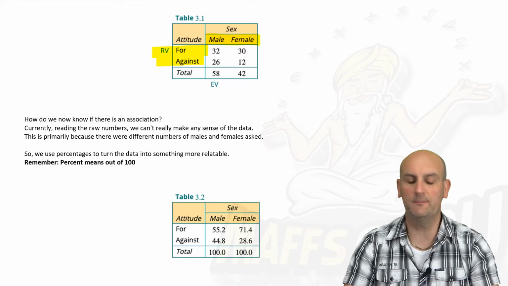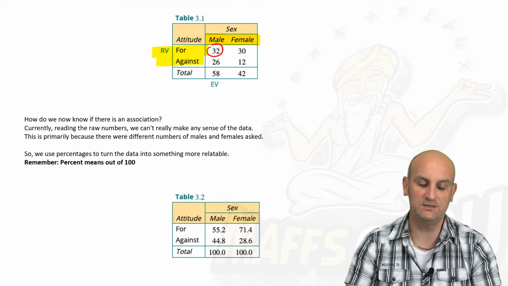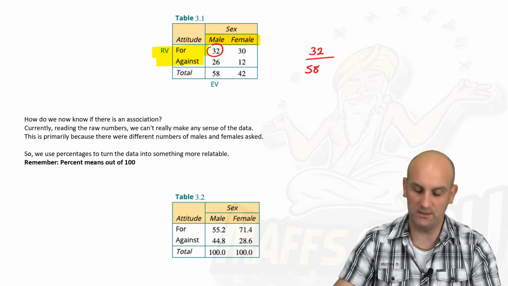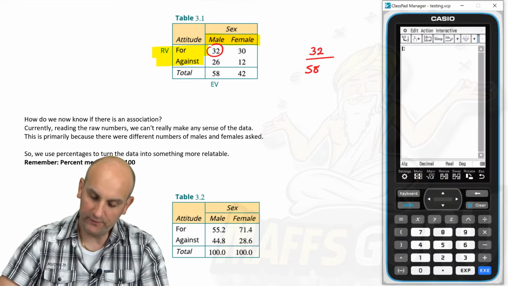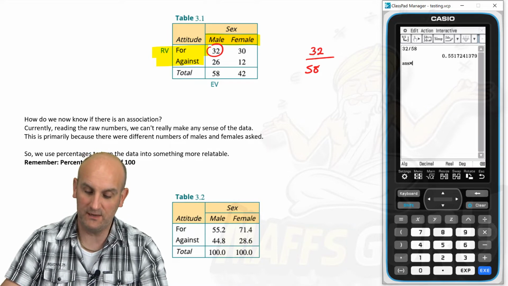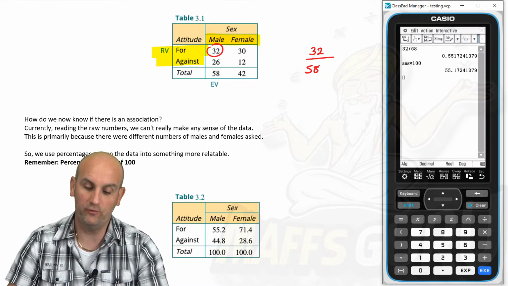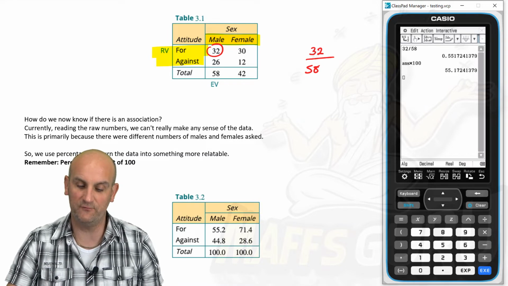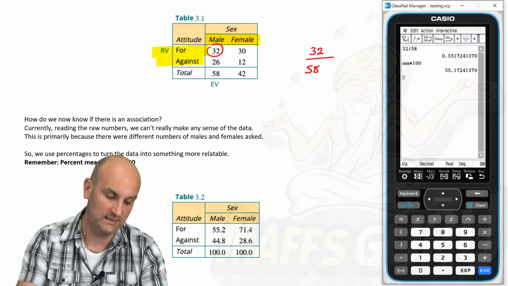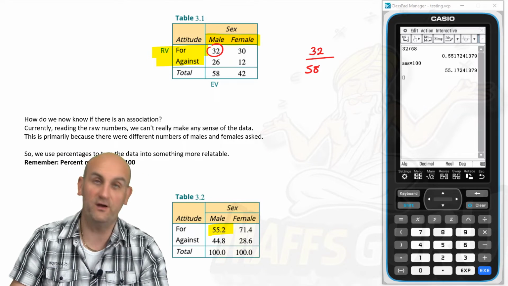Well, at this moment in time, if I want to turn this into a percentage, the number of males who are for, then there were 32 males for out of 58 in total. So bringing up my calculator and clearing all the data we had before, 32 divided by 58 is going to give me 0.55. Remember, to turn that into a percentage, you times by 100. So 55.1%, 55.2% if we round to 1 decimal place. And what you'll notice here, there is 55.2% in there.